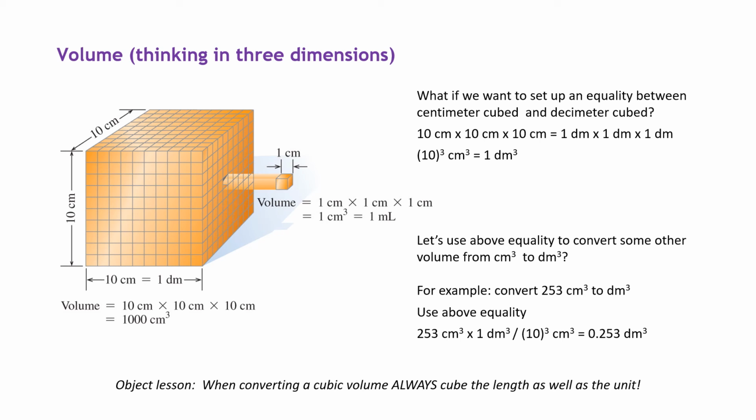The object lesson here is when we're setting up an equality for a cubic volume, we have to cube the length as well as the unit. So in other words, that 10 centimeters, it's 10 to the third centimeters cubed, not 10 centimeters cubed. That's another mistake that students who are learning chemistry sometimes like to make. So let that stick with you, this object lesson. Cube the length as well as the unit when you're setting up your equality or your conversion factor.